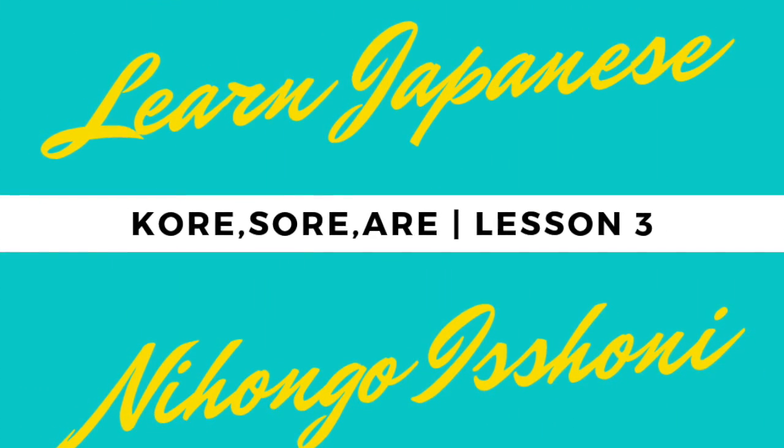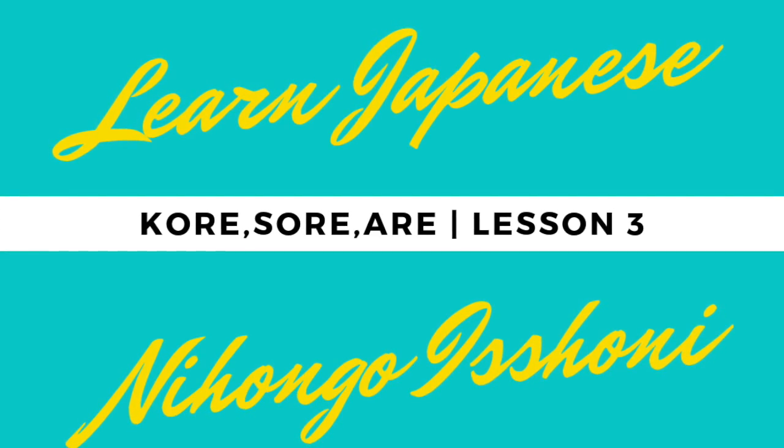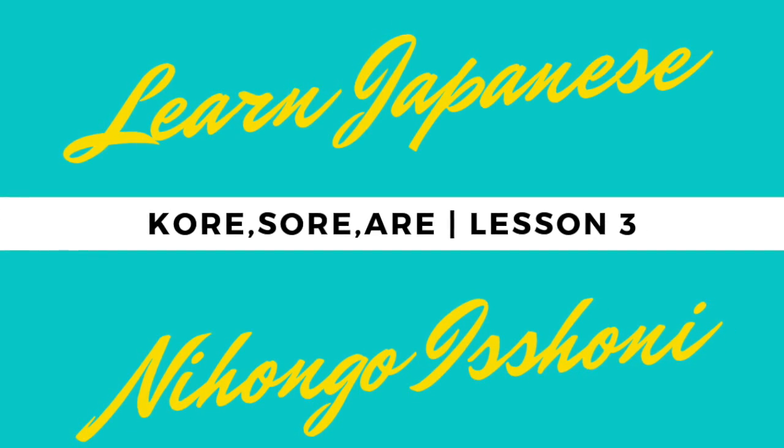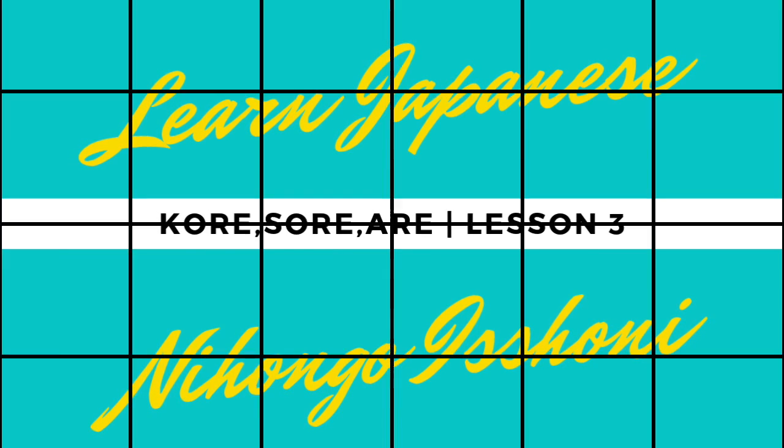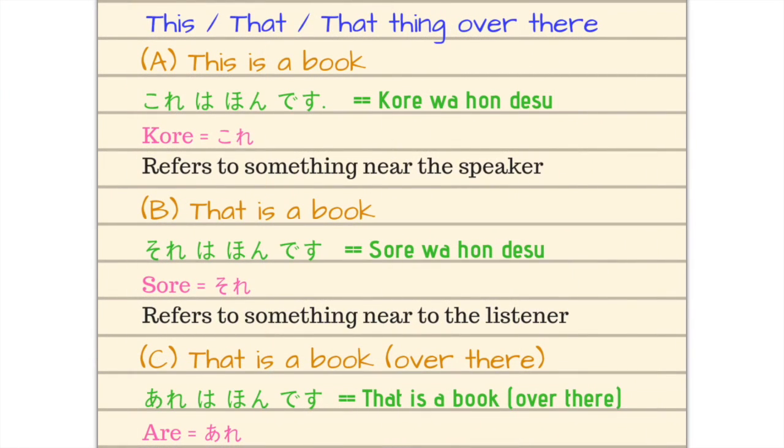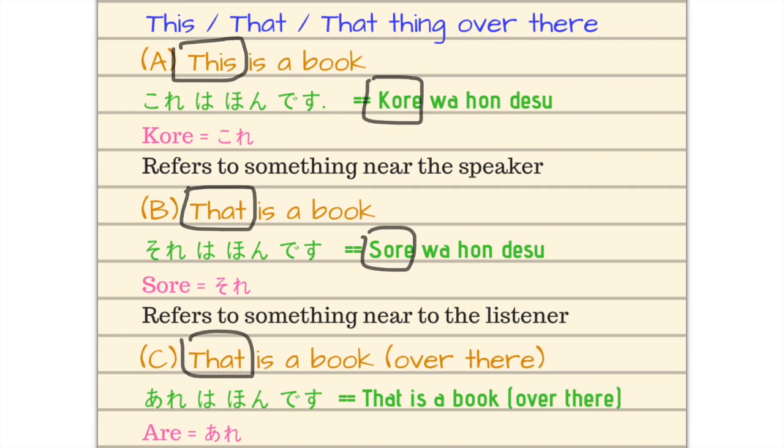Today we are going to learn three basic concepts known as kore, sore and are, that is this, that and that thing over there. So let's begin. Now we have this or kore, and that or sore, and that thing over there or are. Now let us have a detailed look at this.